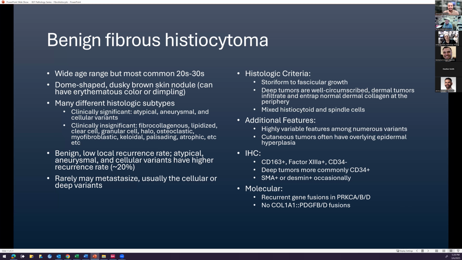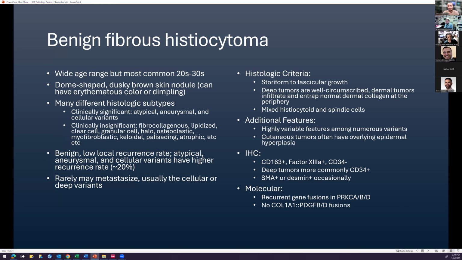These tumors are benign. They do have a relatively low risk of local recurrence, but the reason we care about the atypical, the aneurysmal, and the cellular is that they have a higher recurrence rate, around 20%. Rarely they do metastasize. You will see fibrous histiocytomas occasionally metastasize, sometimes to the lung. It's still a low-grade metastasis, which is why they started to remove the benign from the name. But usually it tends to be the cellular variant, or deeper examples like deep fibrous histiocytomas, that are more common.